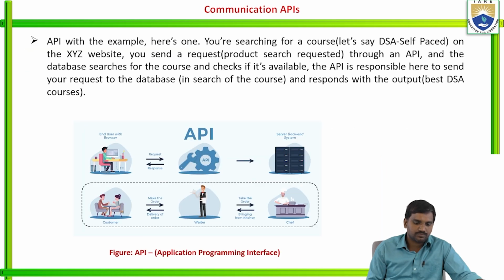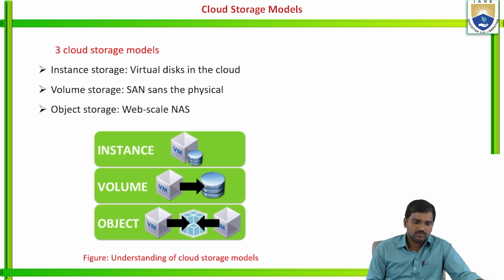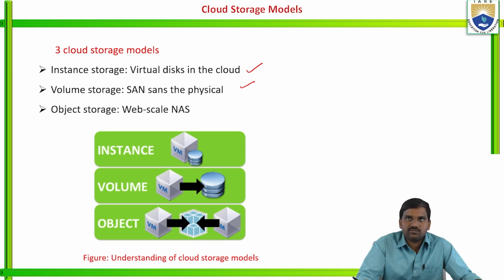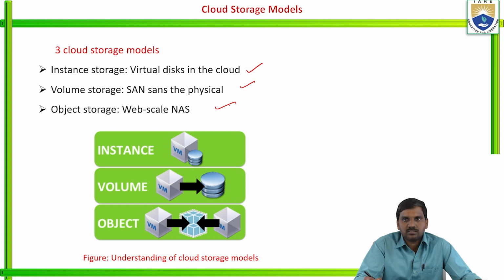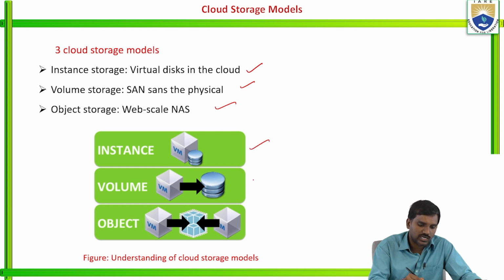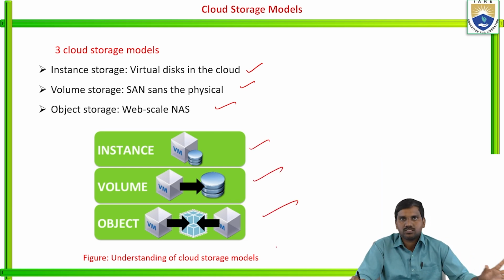Next point. Here we have basically three types of storage models: instance storage, which is a virtual disk on the cloud; volume storage, based on storage area networks (SANs) and physical devices; and object storage, which is web scale NAS, network attached storage. So based on instance, volume, and object, we can understand cloud storage models.